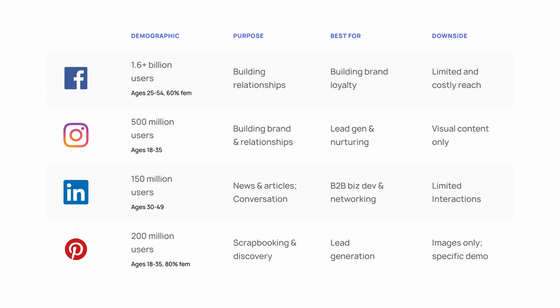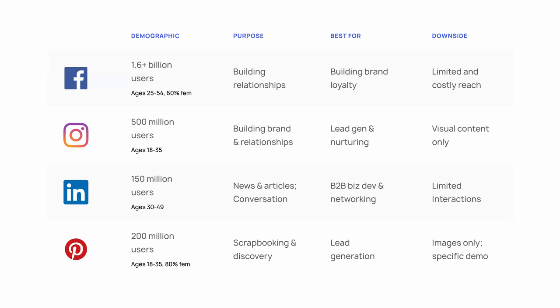Versus Instagram, which is best for brand awareness and lead generation, so getting people from the social media platform onto your email list. Same thing with LinkedIn, best for B2B and biz dev, great for the awareness stage and consideration stage. Pinterest, great for awareness and consideration stage.